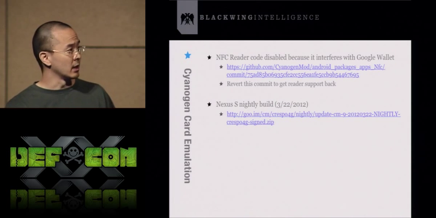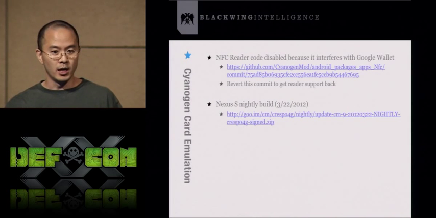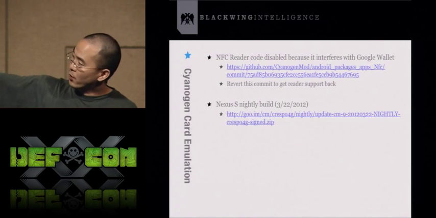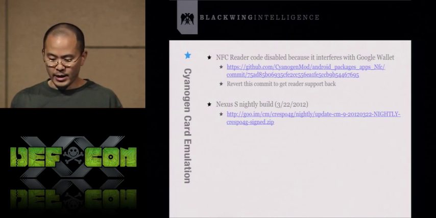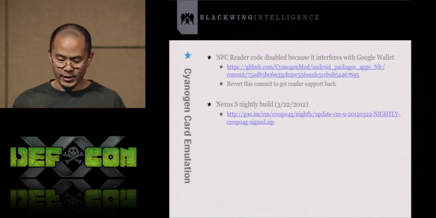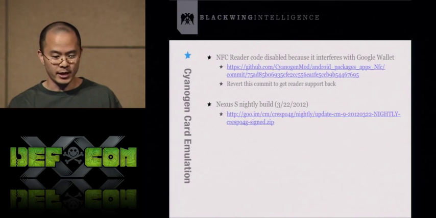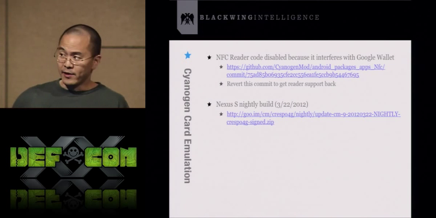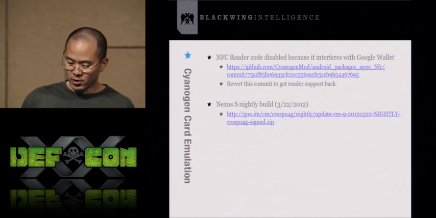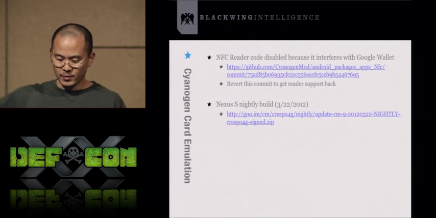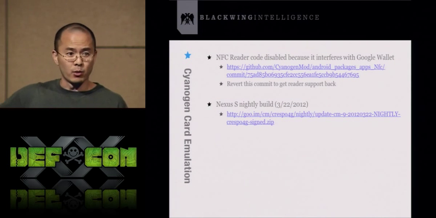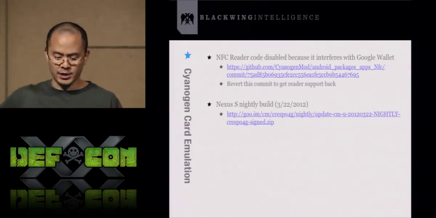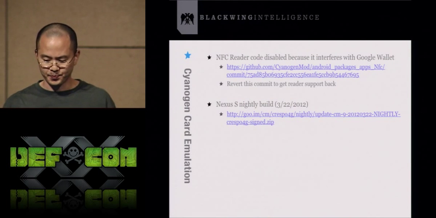Now, if you want the latest CyanogenMod code and you're willing to build your own custom ROM, you can just revert this last commit right here, and then recompile everything, and you should be able to have ISO PCD A tag support. If you're not willing to compile your own custom ROM, you can check out the goo.im site. It's basically a repository for old nightly builds of CyanogenMod. That one here is specifically for the Nexus S.